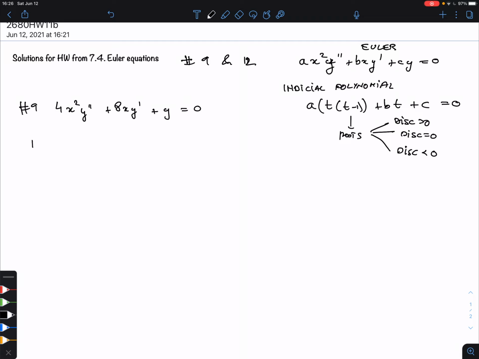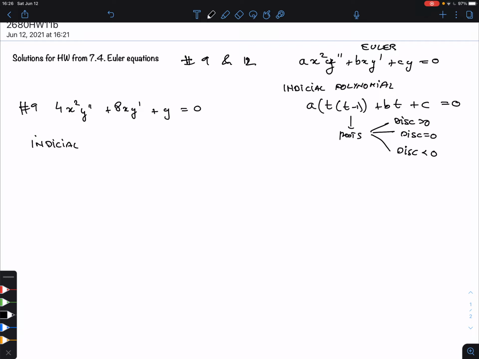Okay, so the initial polynomial, so this is Euler. Of course, we are in the chapter of Euler, but in general, you're going to have to look at what type of equation do I have here. Is this Bernoulli? Well, that's first order. Or is this separated variables? Again, that's first order, or what? Whatever it is that we have seen.